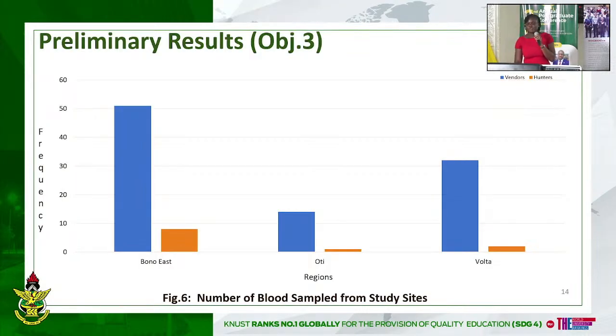This gives the overview of blood samples I have taken so far across the 3 regions. As expected, Bono East had the highest number, followed by Volta and Oti. We were able to sample just 11 hunters and about 97 vendors.